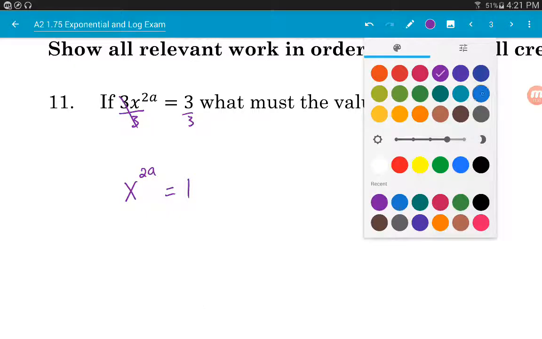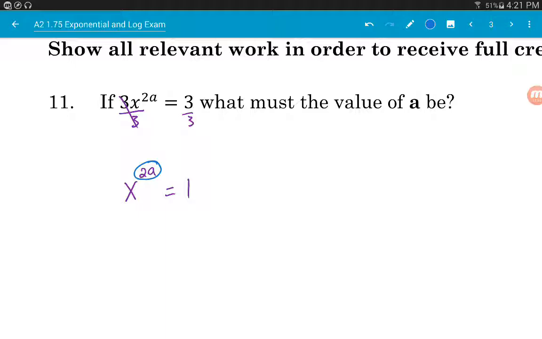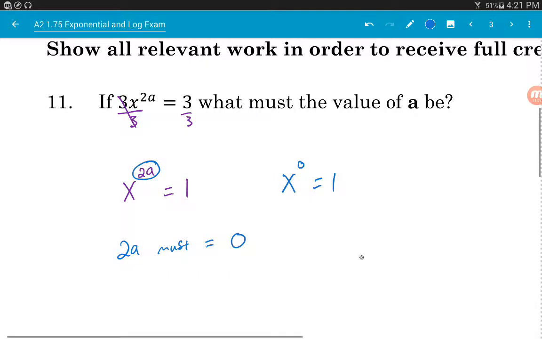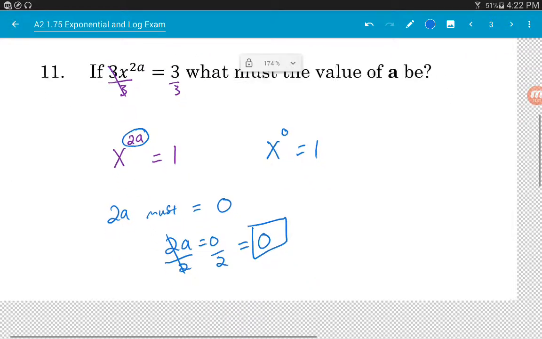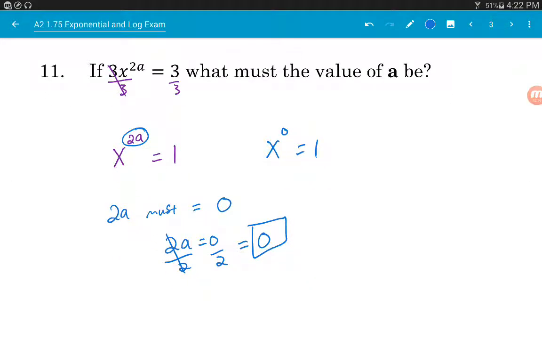Now what power would make something equal to 1? 2a must equal 0. Because x to the 0 would be equal to 1. So if 2a must equal 0, 2a equals 0, divide both sides by 2, 0 divided by 2 is 0. A must equal 0. If you wanted full credit, you needed to show work at least this elaborate. You can't just tell me that a is 0 because you said so.